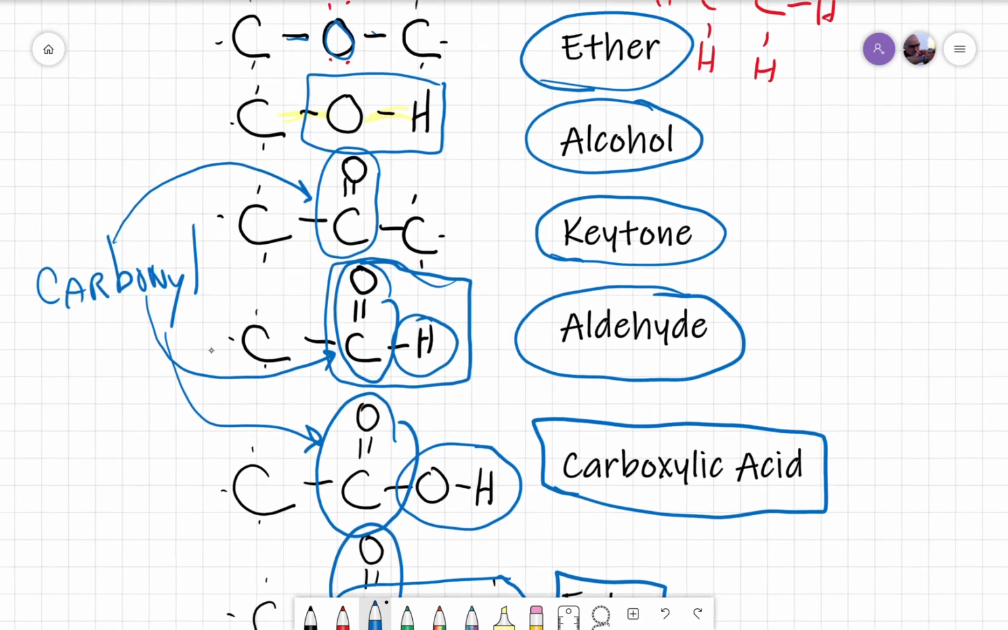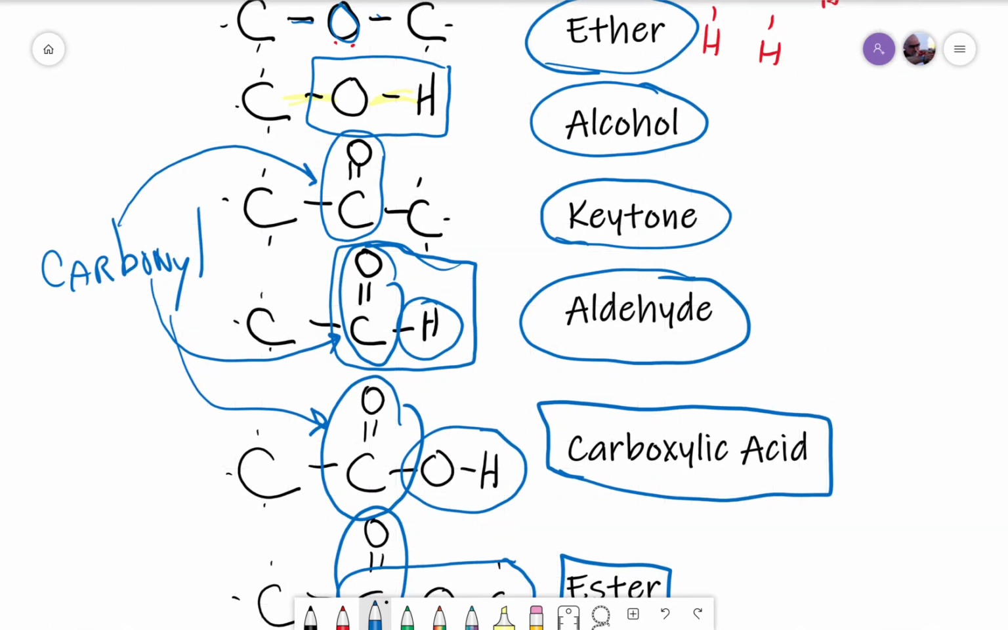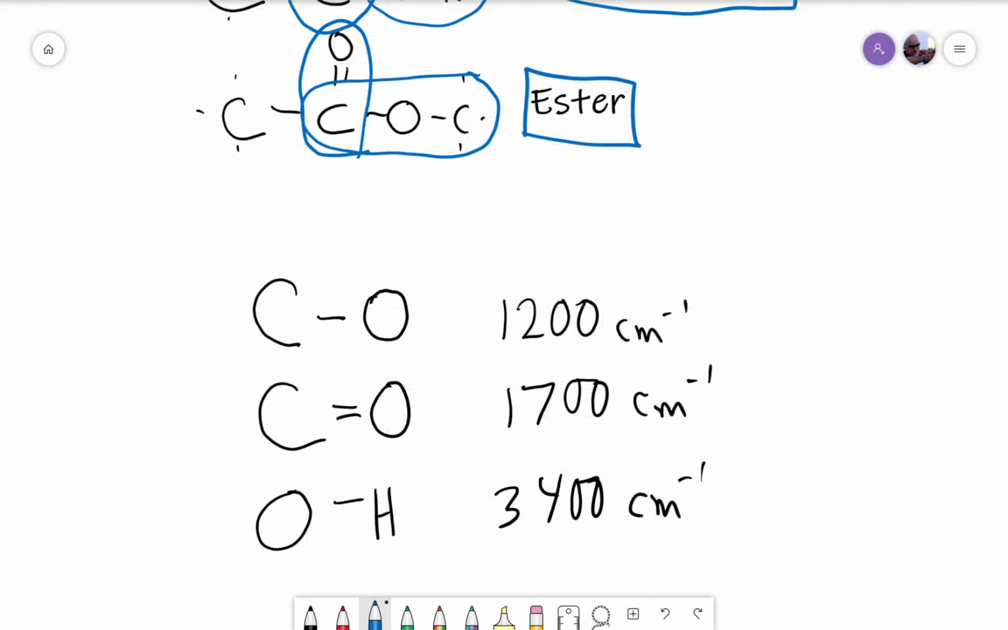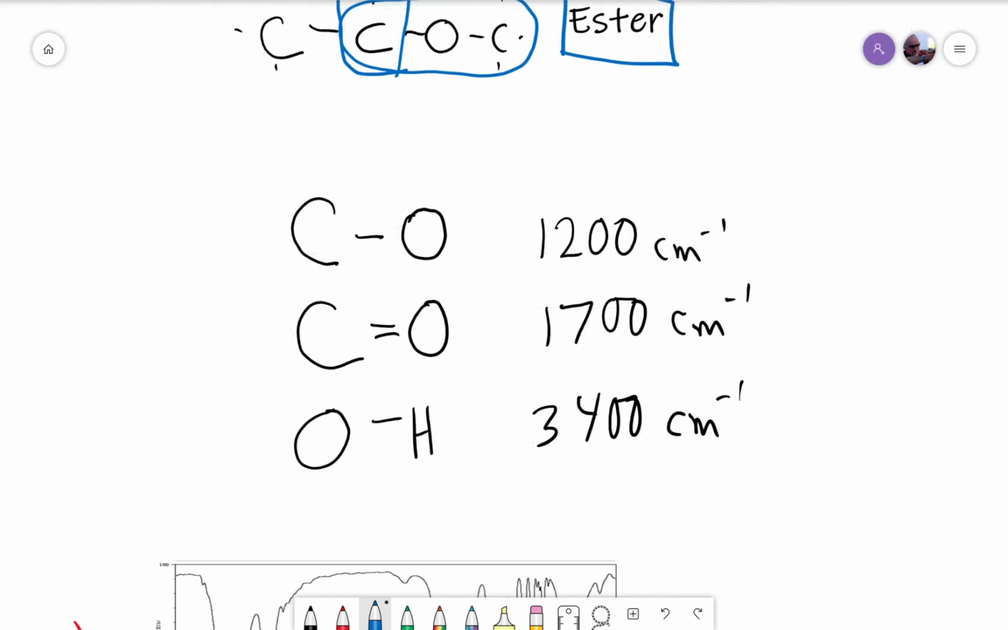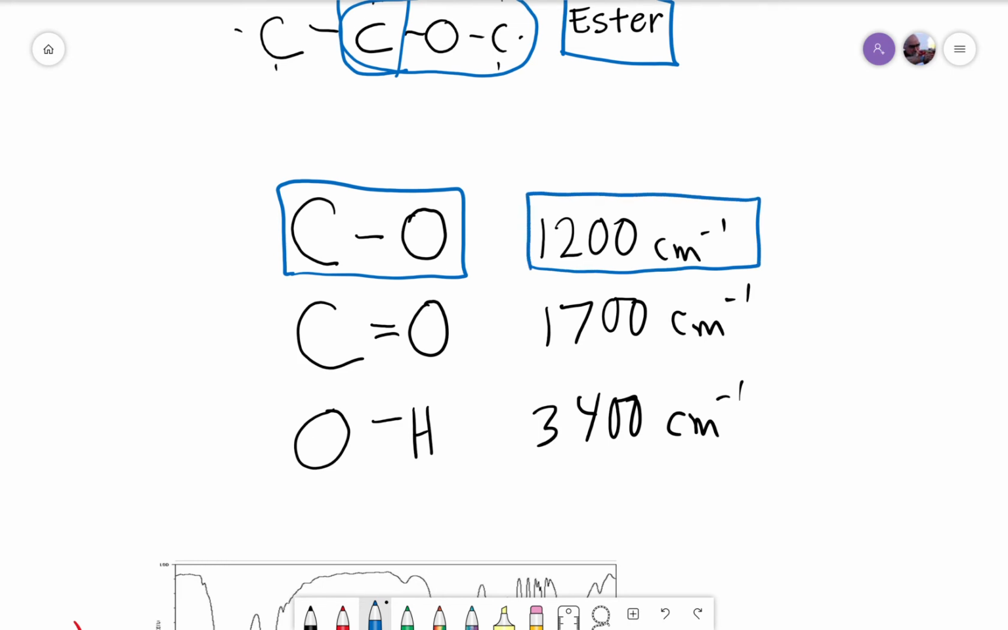All right, there are 6 different classes of compounds here, but the good news is it's made up of components of only 3 stretches. The carbon-oxygen single bond, which we've already talked about, occurs at about 1200 reciprocal centimeters. Don't get too concerned about exact numbers here. This is not a spectral interpretation class, it's a recognition class.